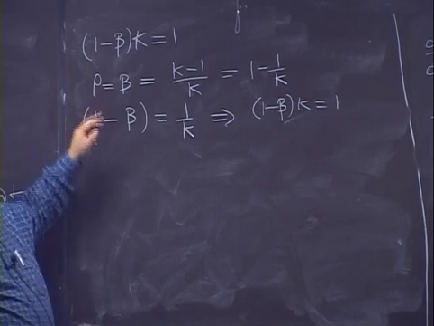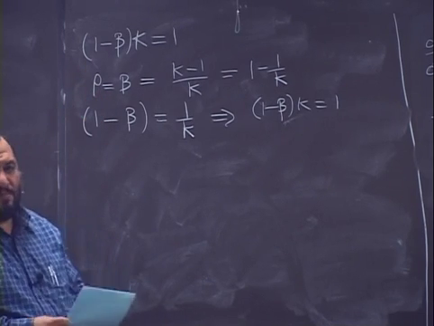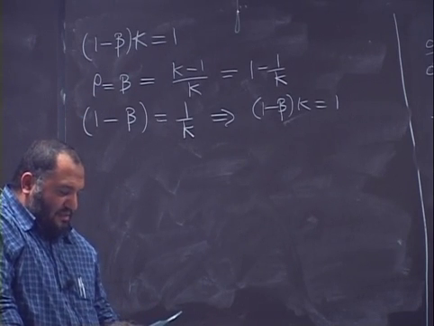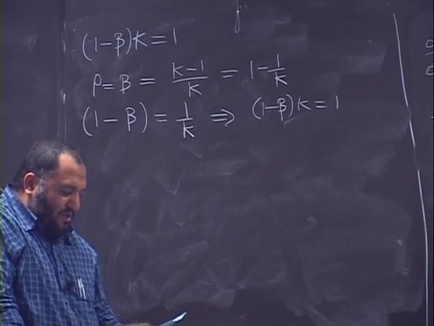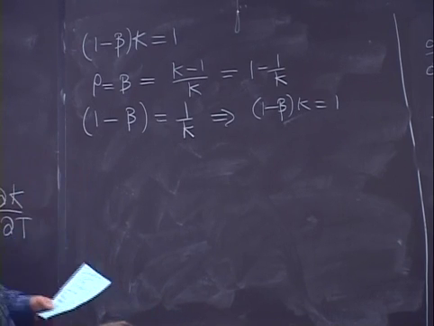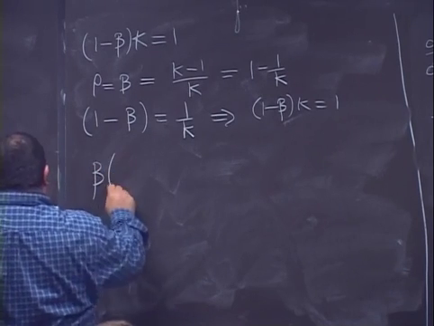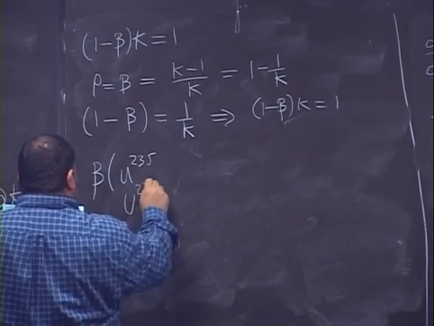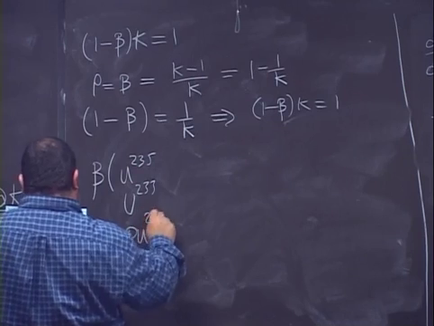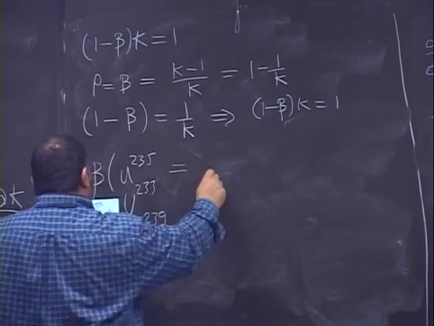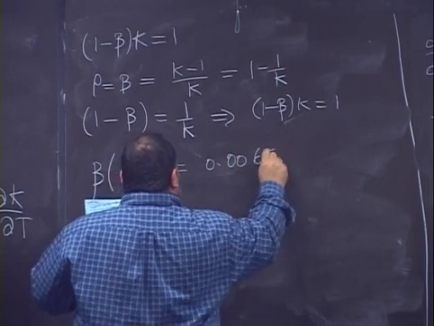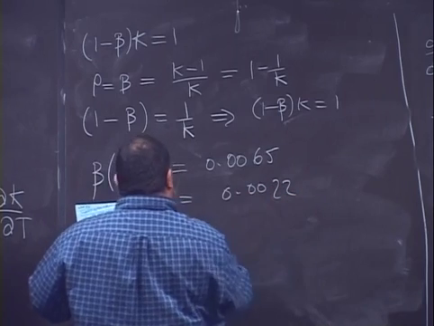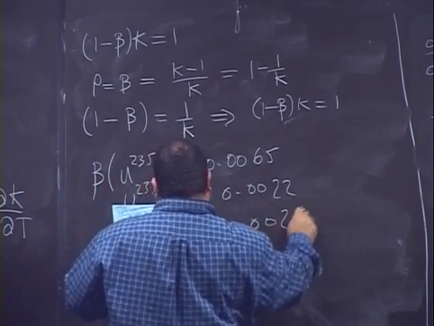When you have a reactivity equal to beta, this is why we said that this is the prompt critical situation. So we'll give you beta for some isotopes: uranium-235, uranium-233, plutonium-239. This one is 0.0065. This one is 0.0022, and this one is 0.0026.